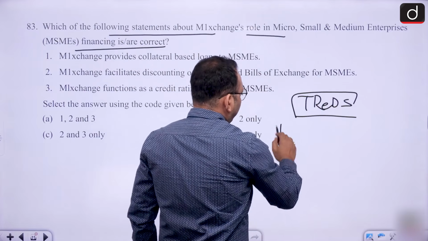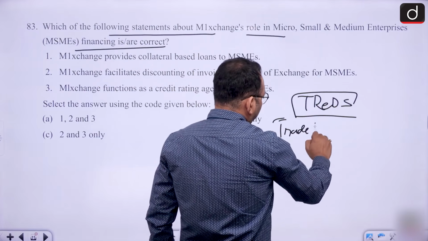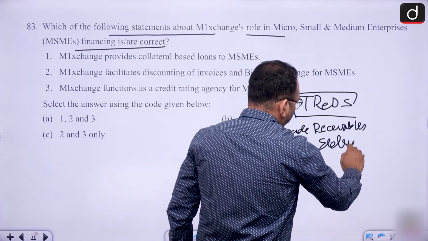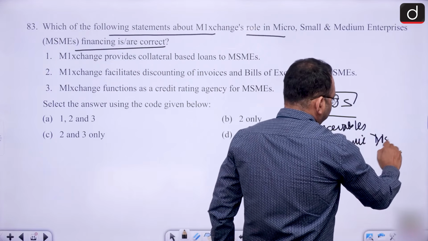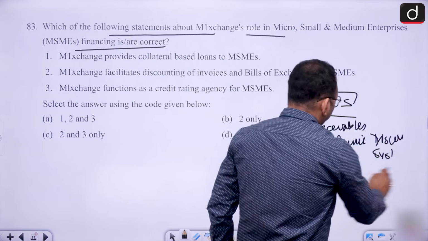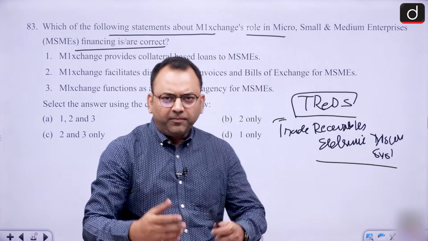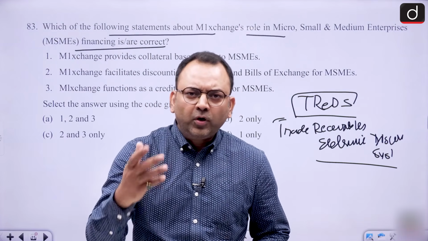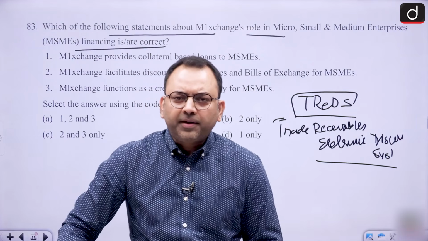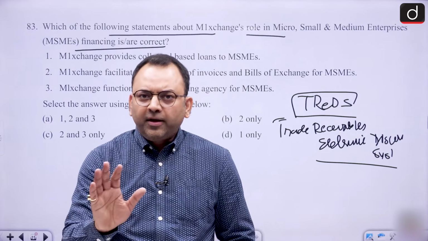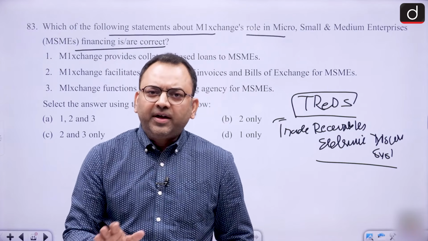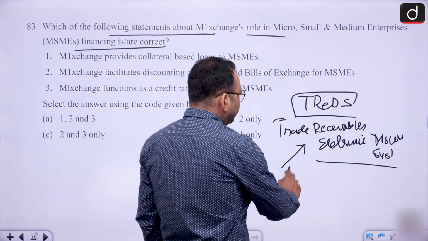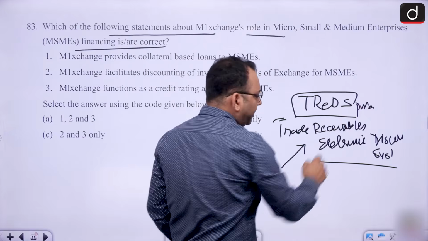It means the Trade Receivables Electronic Discounting System, TREDS. It's a platform, right? In this platform, suppose you have sold goods to a buyer. You have got the invoice, but the payment is not yet made, right? You upload your invoice on the TREDS portal.